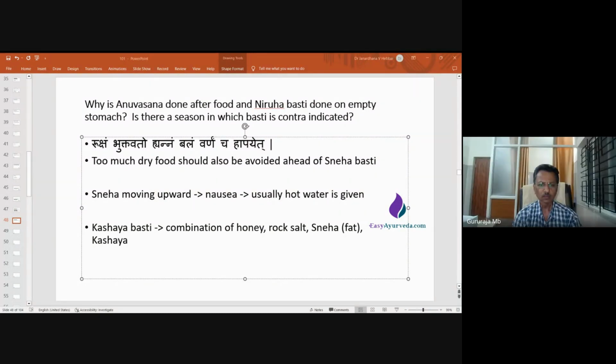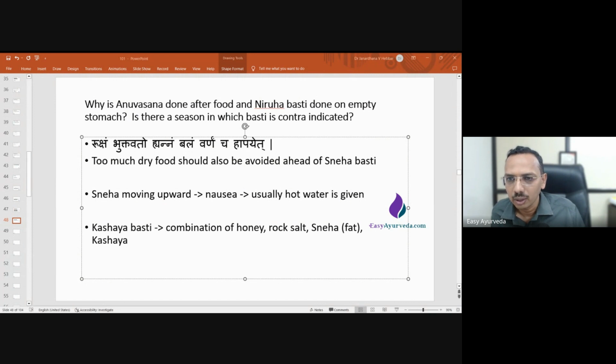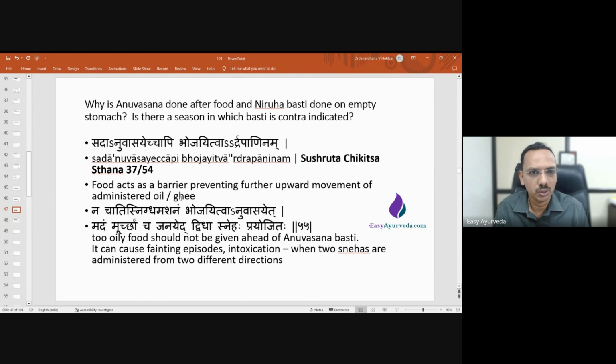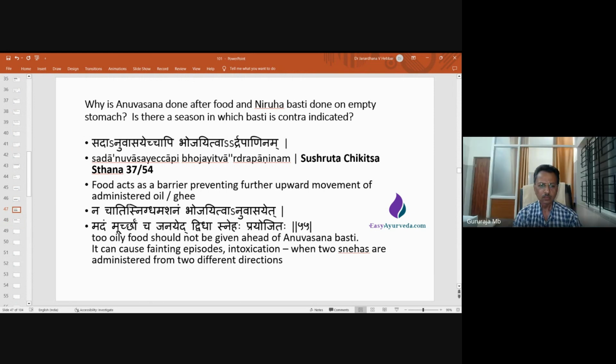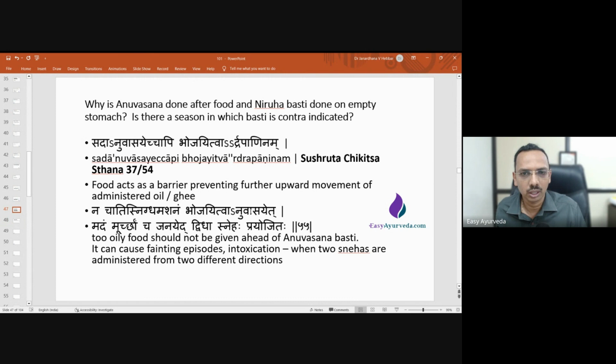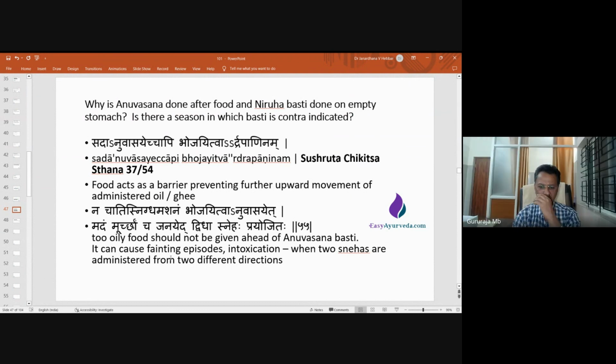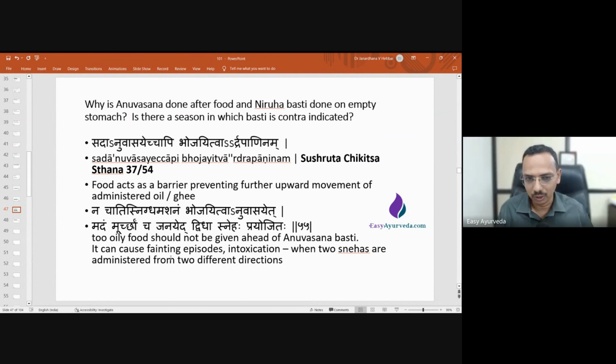Coming to a few questions on this topic. What kind of food is suggested before Anuvasana Basti? For that, I quoted the Sushruta Shloka itself. It says, Na cha ati snigdham ashanam bhojayitva anuvasayet, madam murcham cha janayed dvidha sneha prayojita. It means too oily food should not be given ahead of Anuvasana Basti, because Ayurveda categorically advises avoiding sneha prayoga through two different orifices. This can be intoxicating, and the patient may also feel fainting.